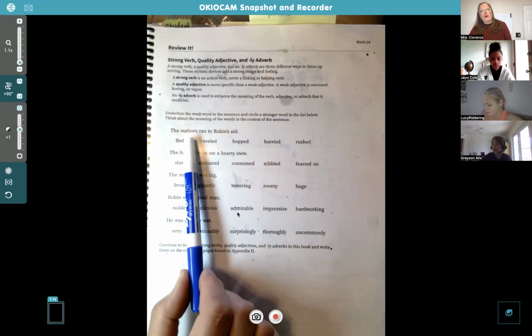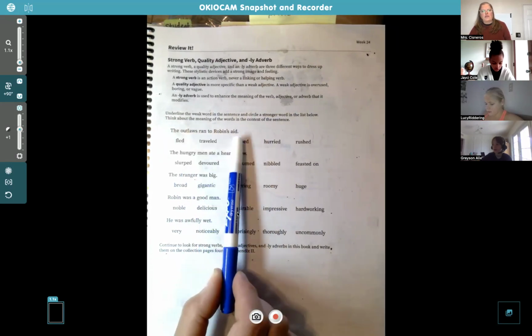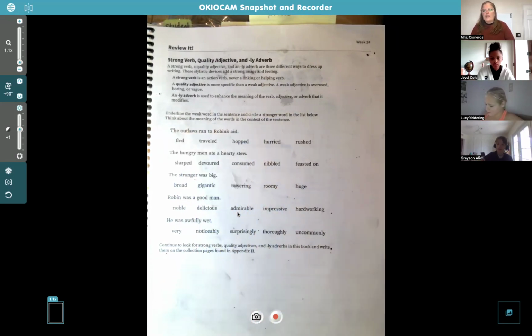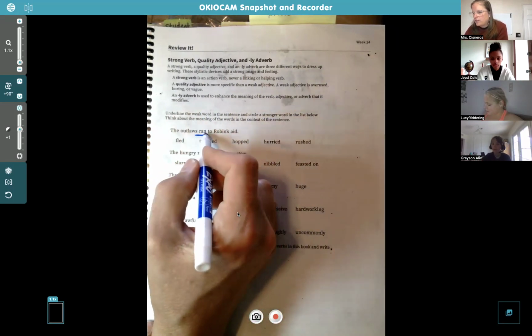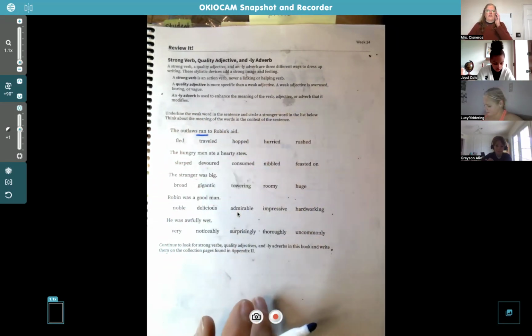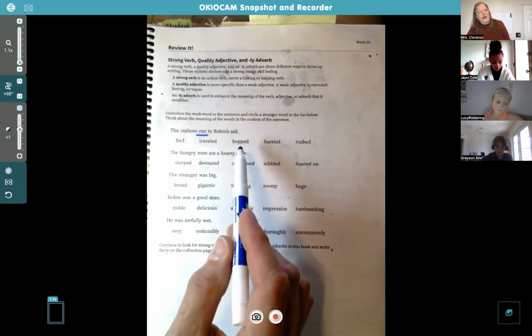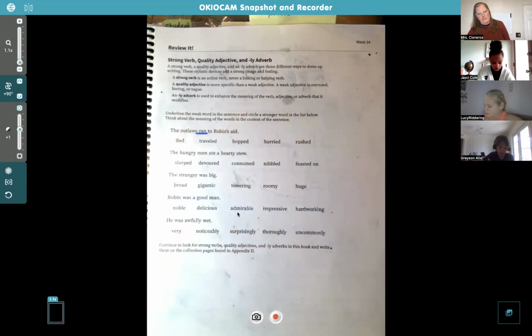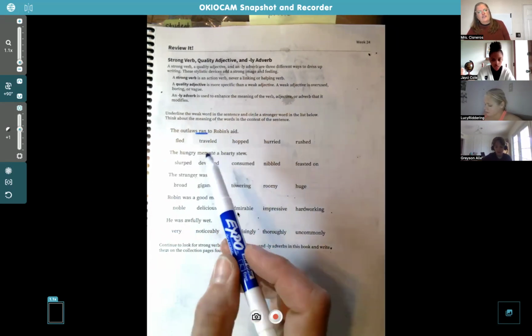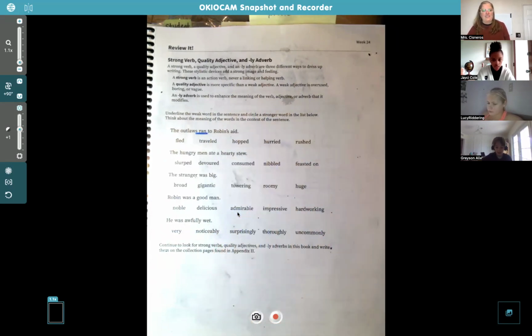It says the outlaws ran to Robin's aid. The weak word is ran, so you can just underline it so we can keep track of it. Your choices are fled, traveled, hopped, hurried, rushed. Obviously, hopped is not going to be the way you want to help your friend, right? You don't want to hop over to your friend. That would take too long, especially if they need your help. So that's not a good one.